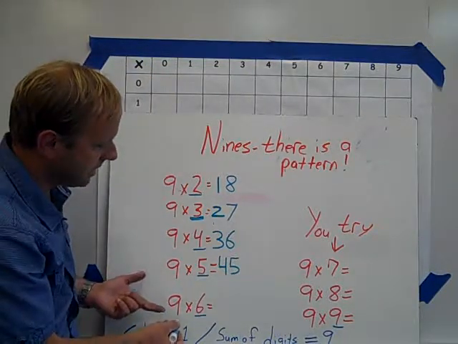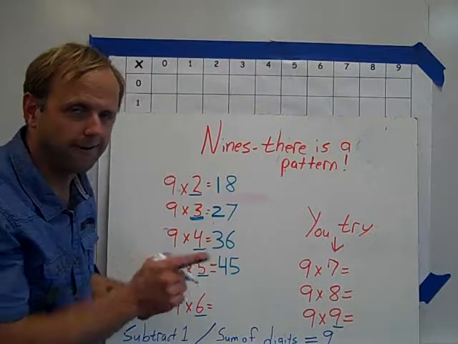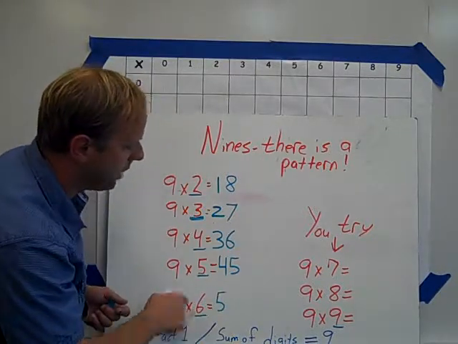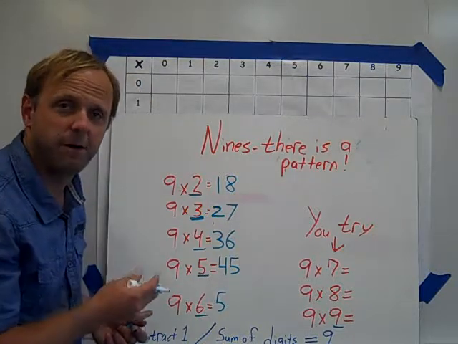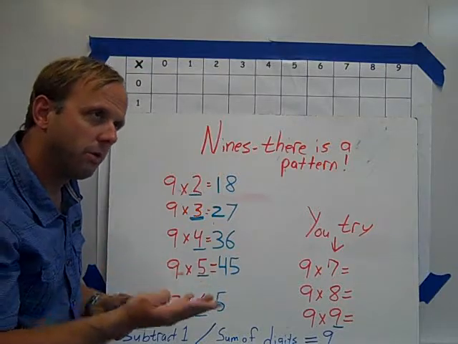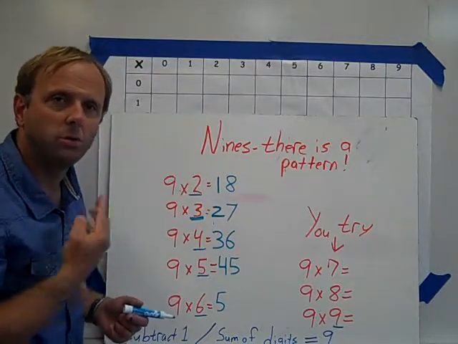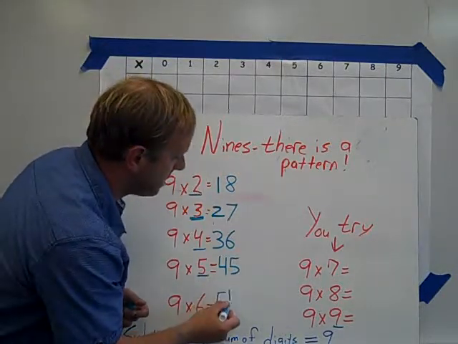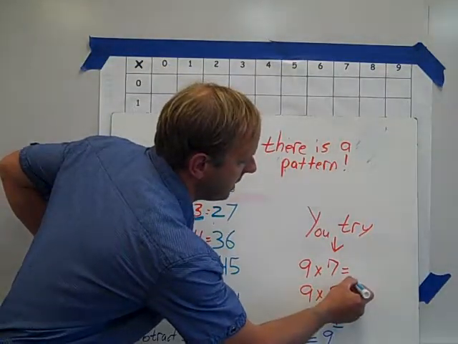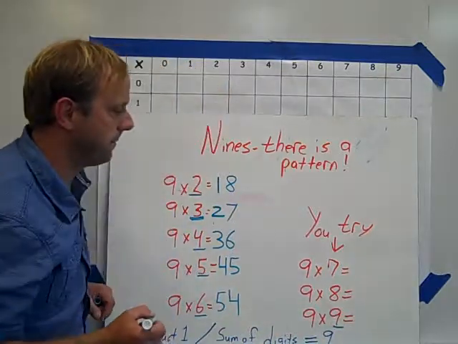9 times 6. I bet already you're thinking, 5, put a 5. You are right. Okay, I take 1 away from 6, that's 5. And I think 5 plus 1, 2, 3, 4, 5 plus 4 equals 9. So now I found my answer of 54. Now I want you to pause the video and try those three.